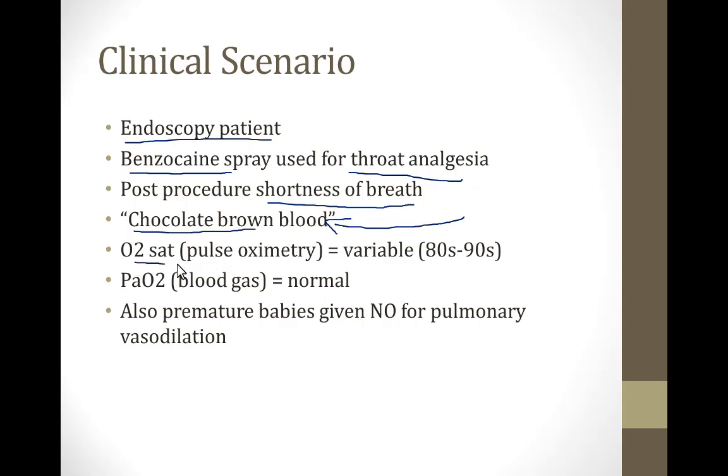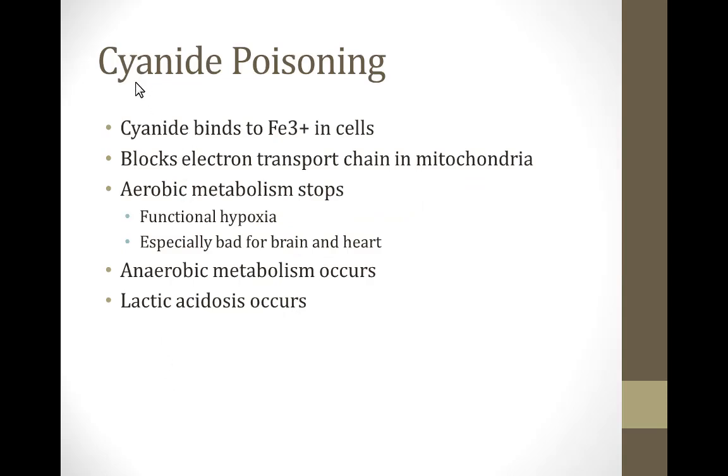The oxygen saturation done by pulse oximetry is variable. The methemoglobin interferes with the pulse oximeter, so you can get values ranging anywhere from the 80s to the 90s. If you draw blood gas, the PaO2 will be normal. That's because there's a normal amount of oxygen in the blood. It just cannot be bound to the Fe3+ methemoglobin, and the amount that is bound to the 2+ cannot be released. So this is the classic scenario to know for your boards: an endoscopy patient. You should also know that this can happen to premature babies who are given nitric oxide for pulmonary vasodilation. Finally, I'll discuss cyanide poisoning.